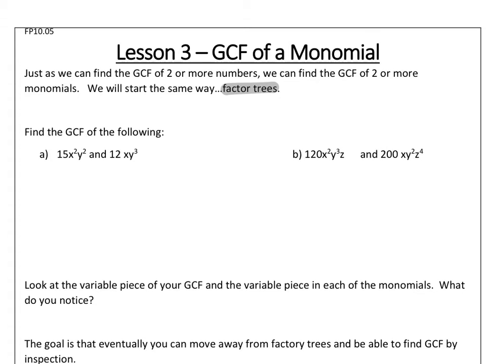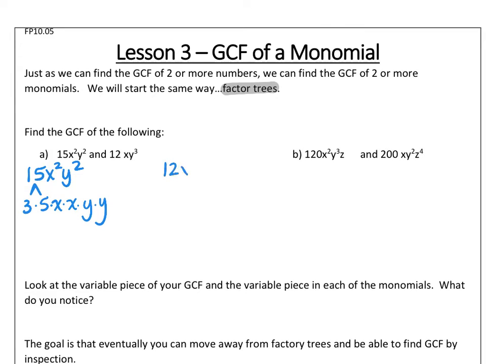So let's look first at 15x squared y squared and 12xy cubed. So if I take 15x squared y squared, do the number the same way that you have. So that's going to become 3 and 5. And then what we do is we just expand out the exponent part. So do your number all the way down to the bottom and then take your letters. So x squared means x, and y squared means y and y. So that's my factor tree for 15x squared y squared.